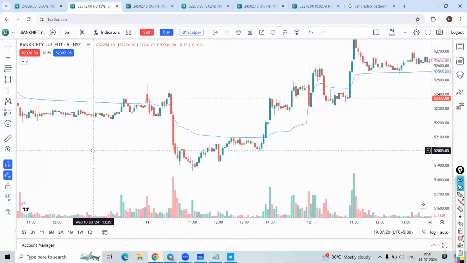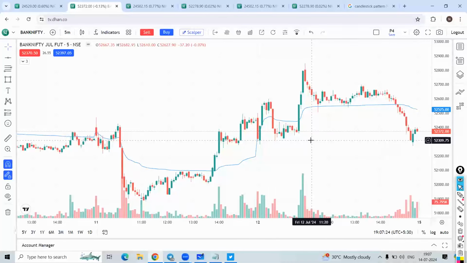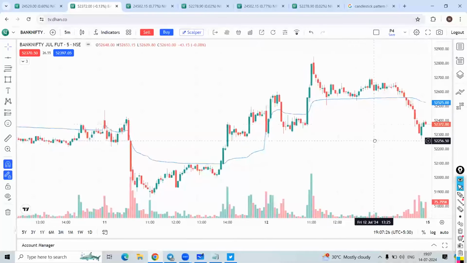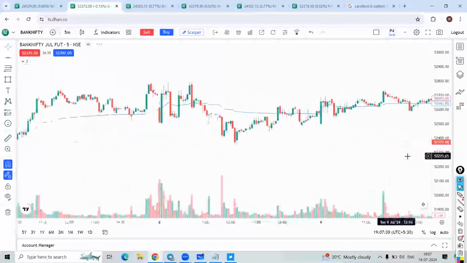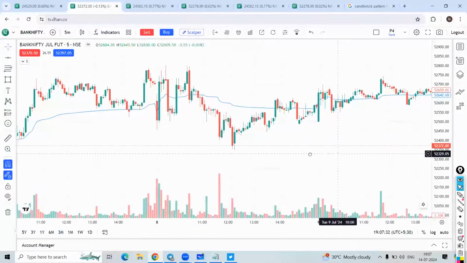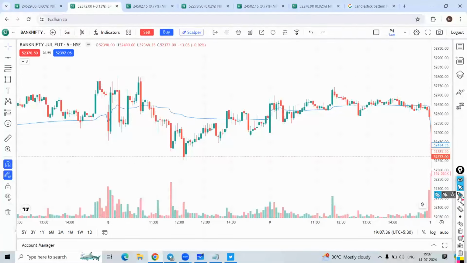Let's take any other trading day. Here, simple. Let's take this fantastic day. Just notice this. What's happening? Let's take this trading session. Price is inside yesterday's range. I'm marking it.